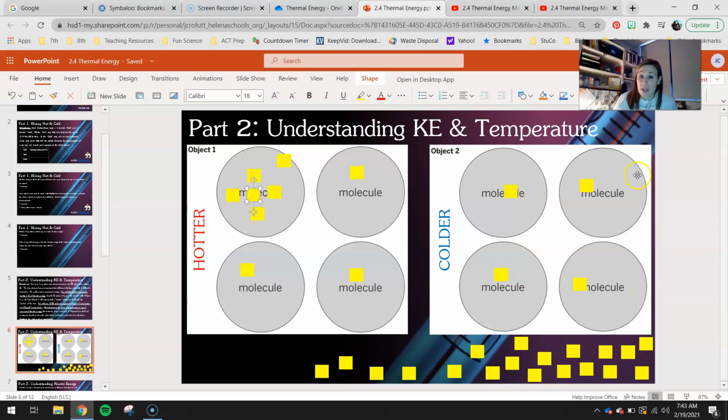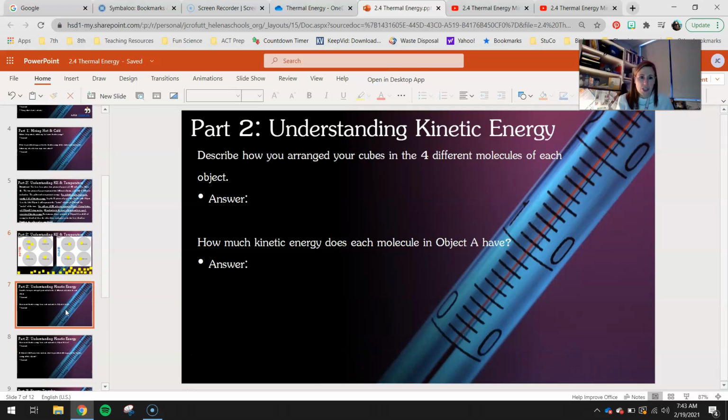And again, each molecule has to have the same amount. And finally, make sure you use all 32 cubes. They should distribute evenly once you figure this out and move them around accordingly. Okay? All right, moving on to your questions.